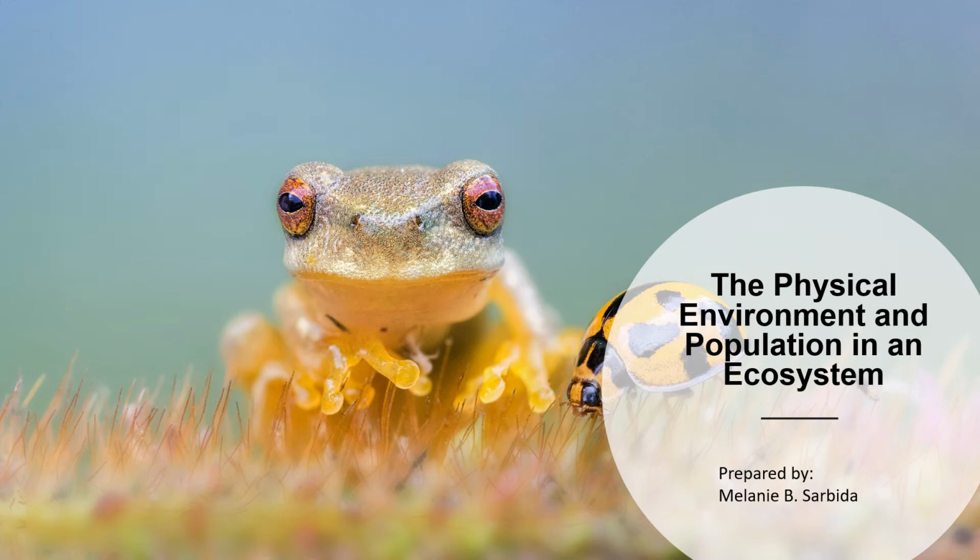Good day! Our topic for today is all about the physical environment and population in an ecosystem. The various portions of the ecosystem interact with each other. Changes to one part are impacting other parts. When all the individuals of the same species die, the place of that species in the area is lost forever. This is due to the limiting factors present in the environment.